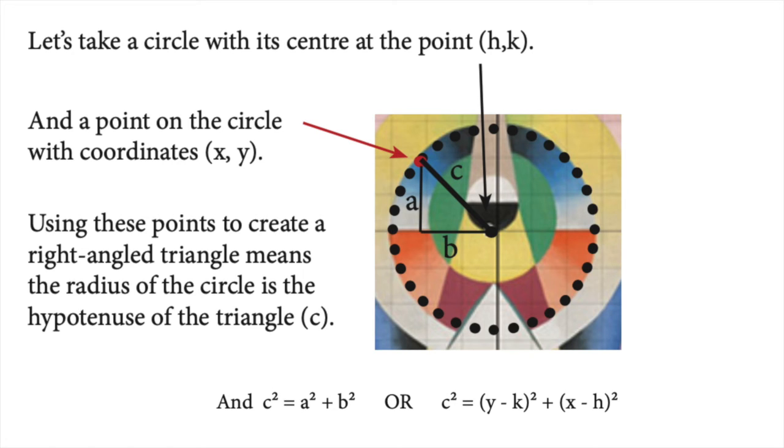Using these points as seen in the image, we can create a right-angled triangle where the radius of our circle, so the line between the center point and our point on the circle, is now the hypotenuse of the triangle, or c. Using what we just reviewed from Pythagorean Theorem, we know that c squared is equal to a squared plus b squared, or in this case, c squared is equal to the difference between our two y values, y minus k all squared, plus the difference between our two x values, x minus h all squared.